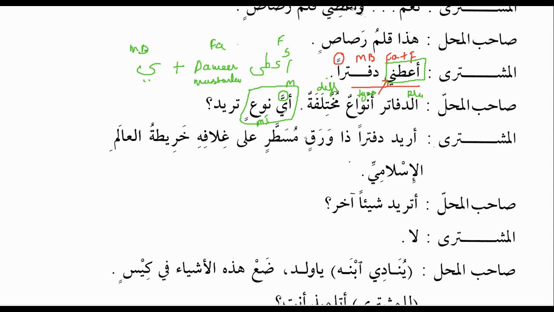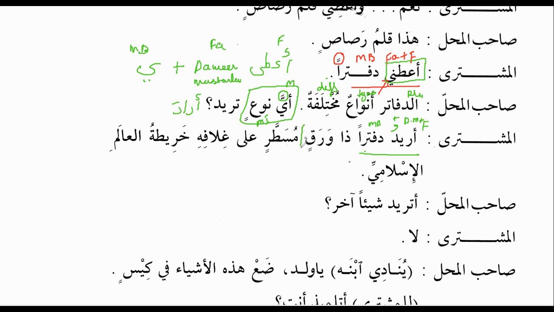Ayya nawa in which type? Turid. Turidu means which type do you want, and turidu comes from the verb arada. And then the buyer says uridu, I want daftaran. So you can see this is also a jumla fa'liya. Uridu, we have the fail arada, and in this fail we have a damir mustatir as the fail, and then we have a maf'ulun bihi. So this is also a jumla fa'liya.